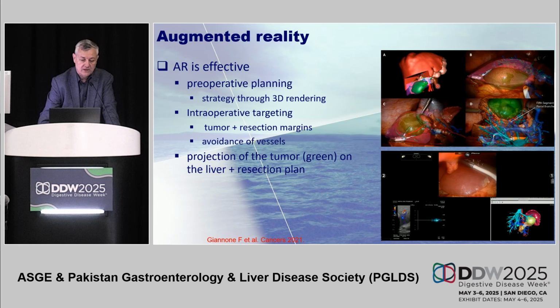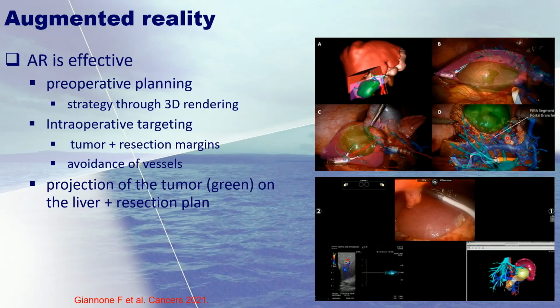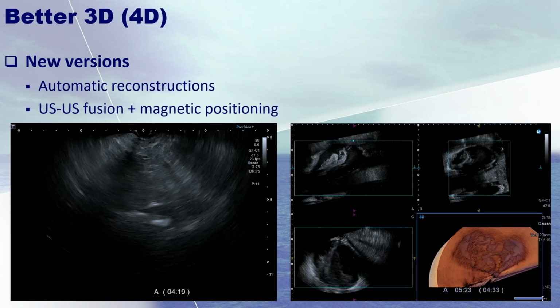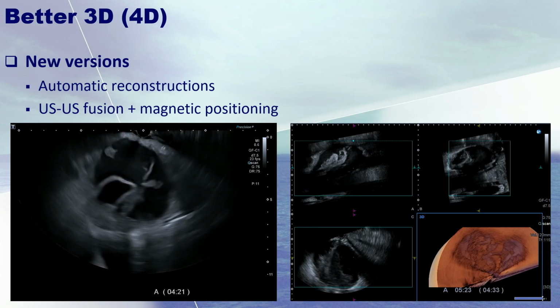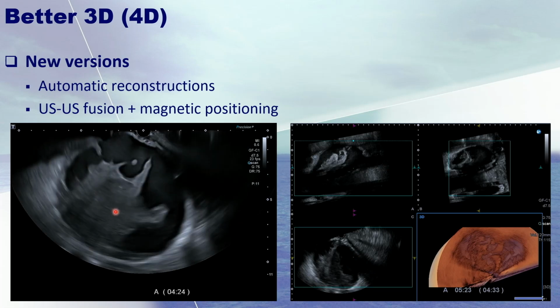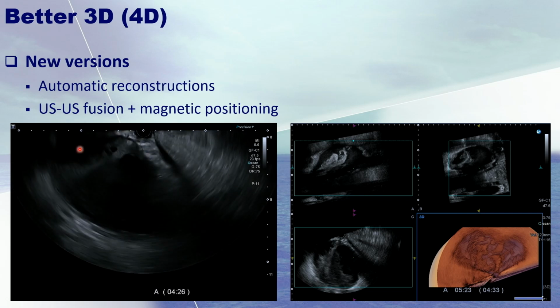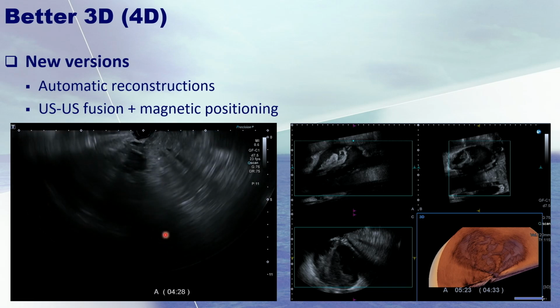We might need augmented reality. This is good. It's used by the surgeons. It's interesting for preoperative planning, and you need 3D rendering and this kind of reconstruction with visualization of the tumor. It's available for CT, but we would like to have it also with ultrasound in a fusion image. We will probably need better versions of 3D. This is an example of recent software. It's a combination of Olympus plus Canon.